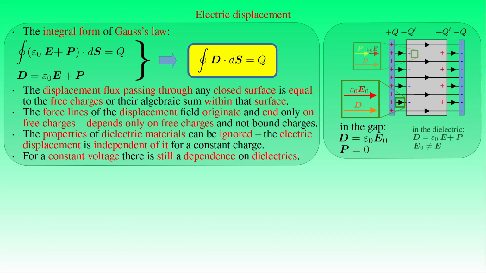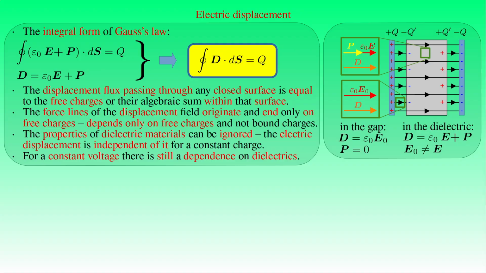If the dielectric is isotropic and the electric field is uniform in the dielectric, then the electric field strength E, the electric displacement D, and the polarization P point in the same direction, and they have constant magnitudes. The vector field D is the same both in the gap and the insulating material, since the presence of the polarization field P in the dielectric reduces the field strength from E naught to E there.